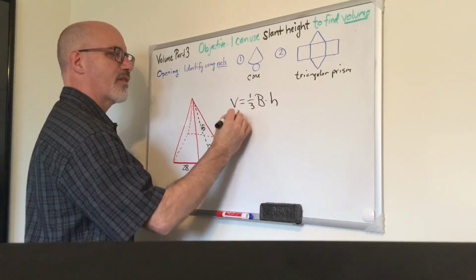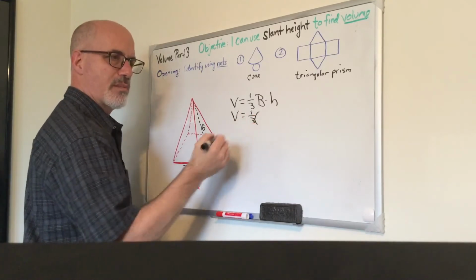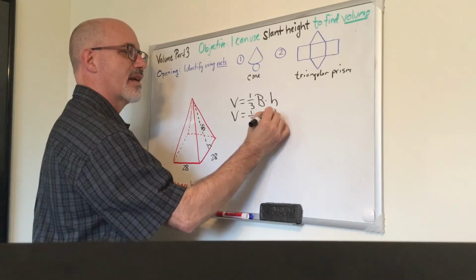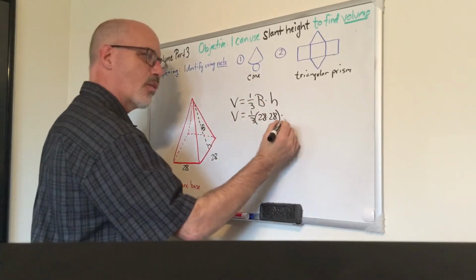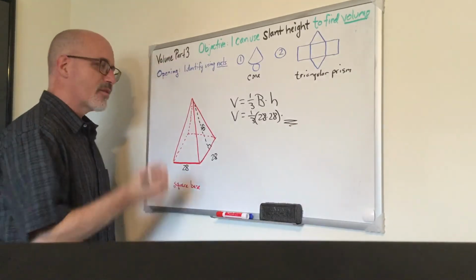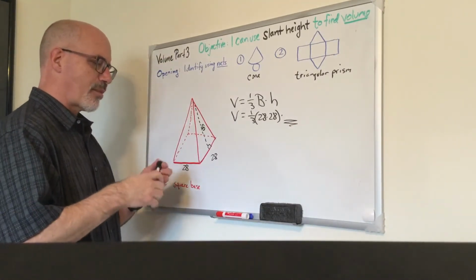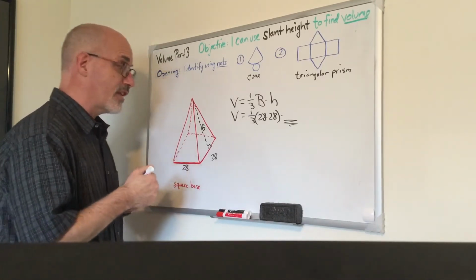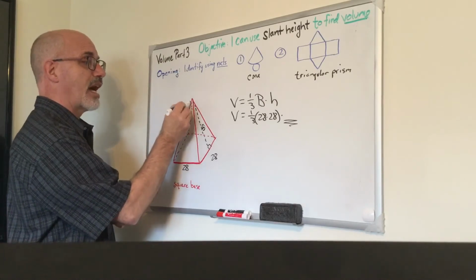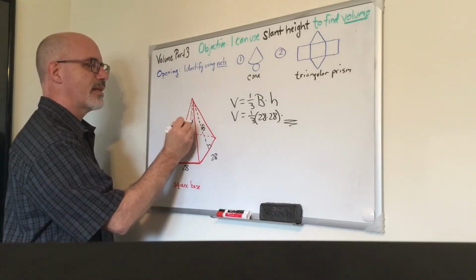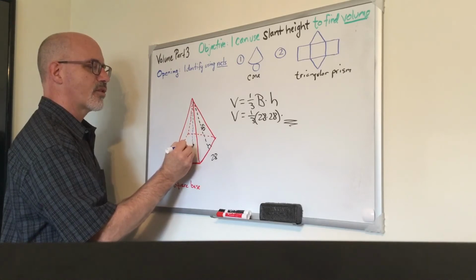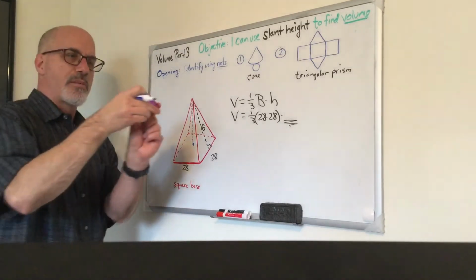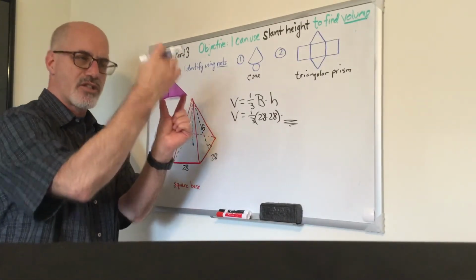The base, we've got that information. That's just 28 by 28. But this height we don't have yet. Here's how you do that on a problem like this. When the information isn't fully there, you've got to draw in some more information. I'm going to drop down the height right down the middle, from the point directly to the middle of the base.